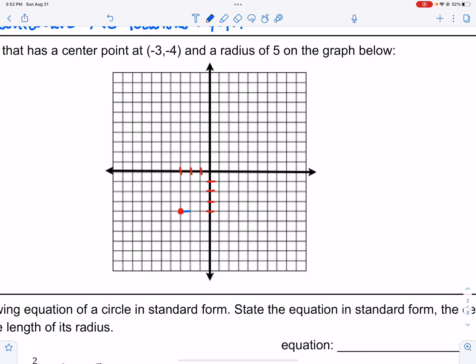So I'm going to go right 5 and put a point. I'm going to go up 5 and put a point. I'm going to go left 5 and down 5. And then just draw a circle as best you can. And that's it.